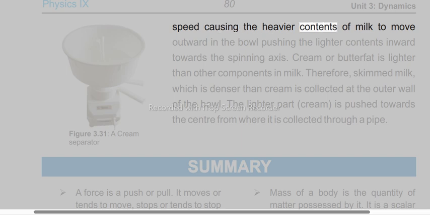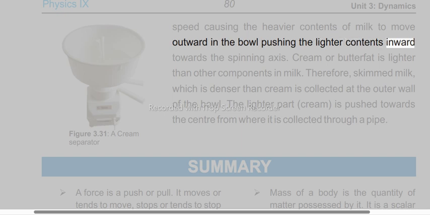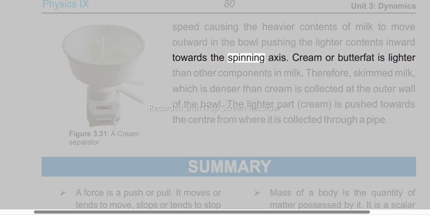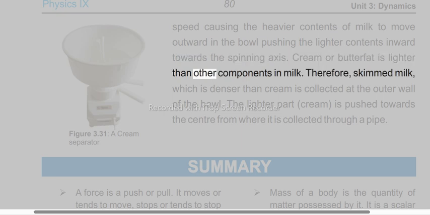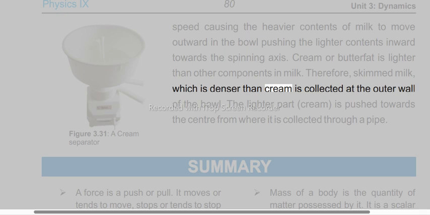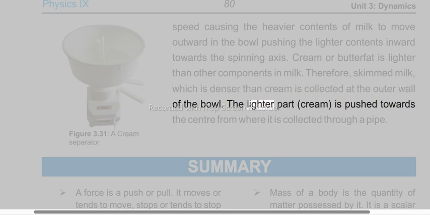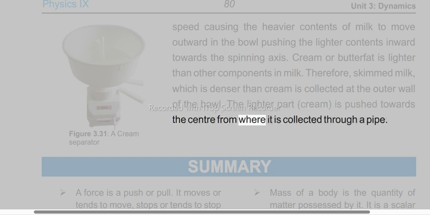Speed causing the heavier contents of milk to move outward in the bowl, pushing the lighter contents inward towards the spinning axis. Cream or butterfat is lighter than other components in milk. Therefore, skimmed milk, which is denser than cream, is collected at the outer wall of the bowl. The lighter part, cream, is pushed towards the center from where it is collected through a pipe. Figure 3.31, a cream separator.